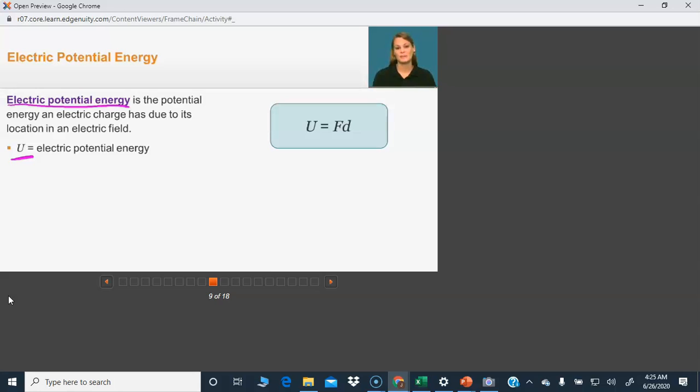The electric potential energy of a particle can be represented mathematically by multiplying the electric force exerted on the charged particle by the distance between the particle and the source of the electric field. Remember, electric force is just charge times electric field, so it could also be written U equals QEd. Now the unit for electric potential energy is the joule, and this makes sense because force is in newtons, distance is in meters, and 1 newton meter is the joule.